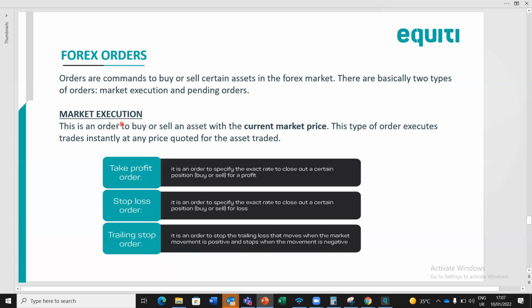All right. Now, what is a market execution? This is an order to buy or sell an asset at the current market price. It is an order to buy or sell an asset with what? The current market price. This type of order executes trades instantly at any price quoted for the asset being traded. So let me give you a perfect example.